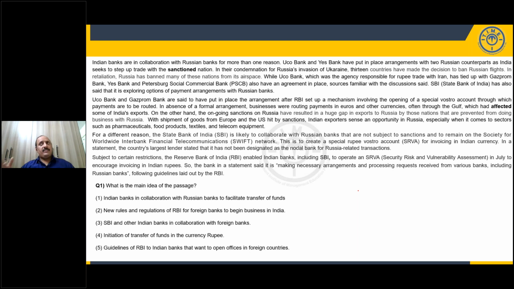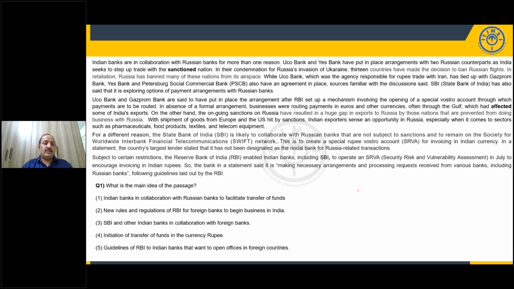So the whole idea over here is that Indian banks are collaborating with Russian banks. He's given an example of UCO Bank. Yes Bank also said that SBI is trying to explore options of payment arrangements. He talks about the reasons being that firstly, they are trying to remove the problems on the Indian exports. Second thing, there's an opportunity for Indian exporters because there's a gap in the exports to Russia.